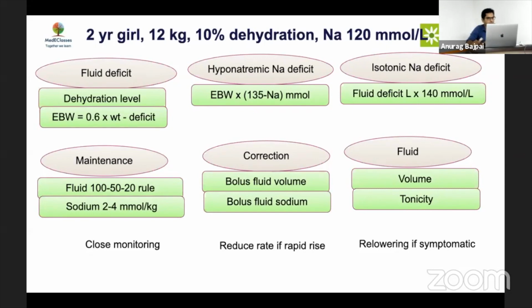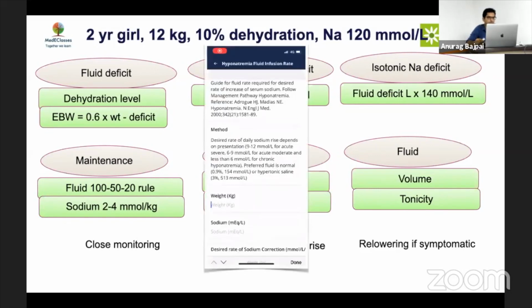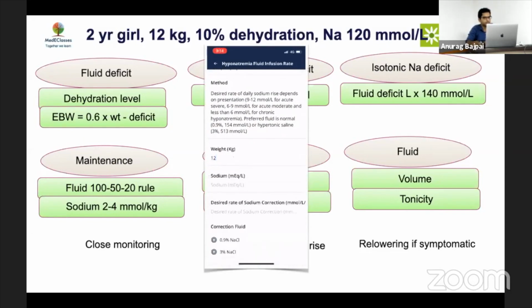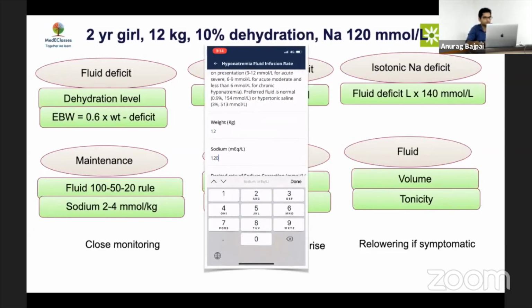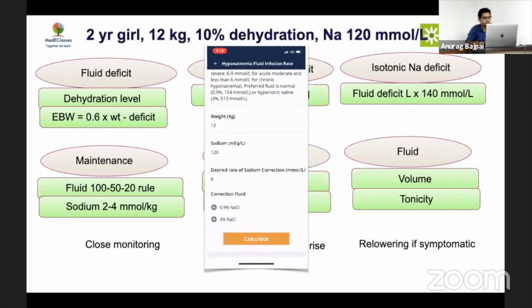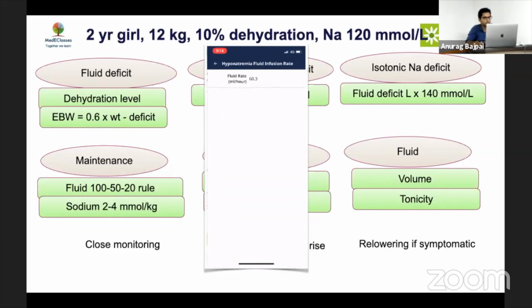How do you calculate the amount of fluid which is to be given? These are the various formulas that you have to look into. But what we have done is that through our app, we have given a very simple measure. All you have to do is to put the weight, the amount of sodium that the child has, the desired rate of correction you want to do, and what sort of fluid you would like to give, and you will get the exact fluid rate. And all these calculations are part of this equation.